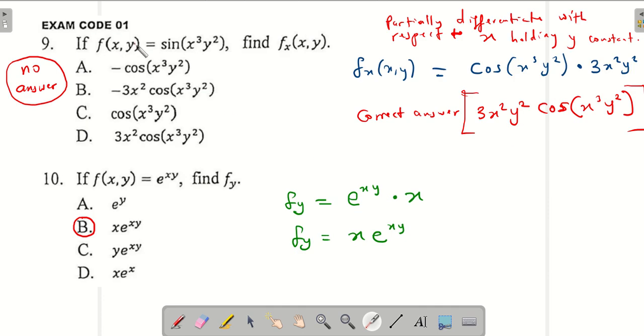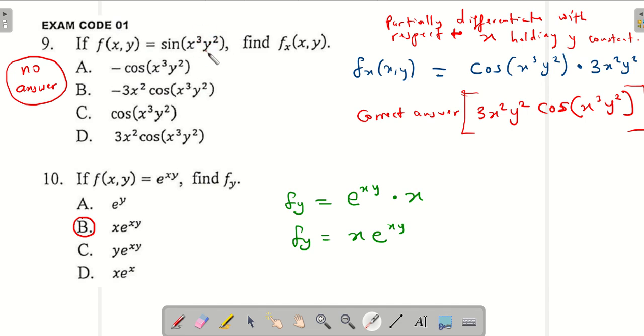If f(x, y) is equal to sine of x cubed y squared, then we have to find the partial derivative with respect to x. So what it means is that we need to differentiate sine. When we differentiate sine, we will get cos of x cubed y squared. Then we must multiply it by the derivative of the inner function with respect to x.